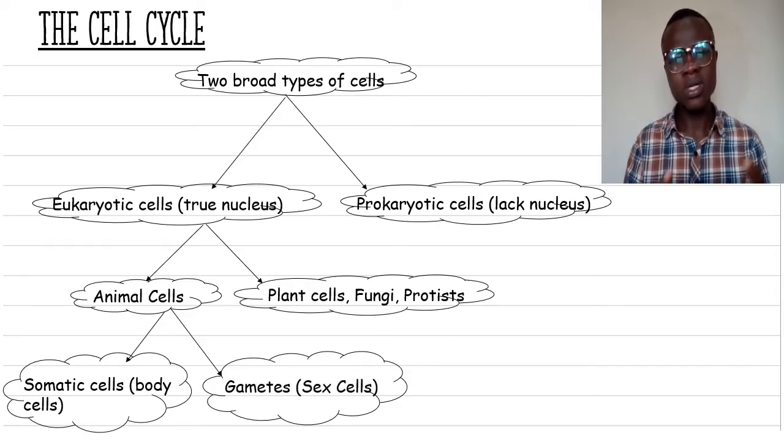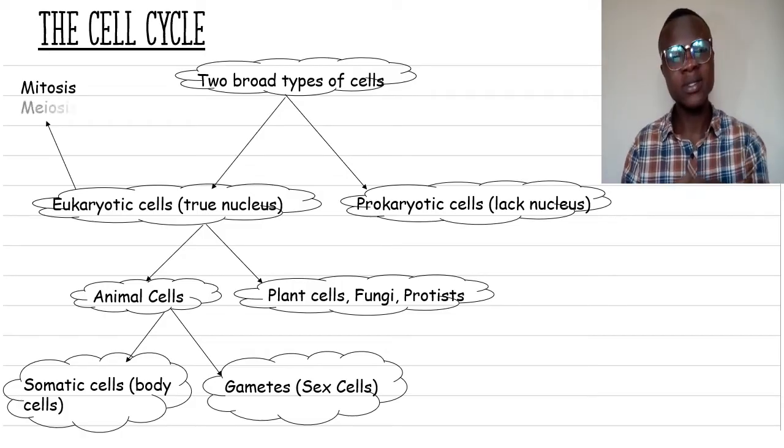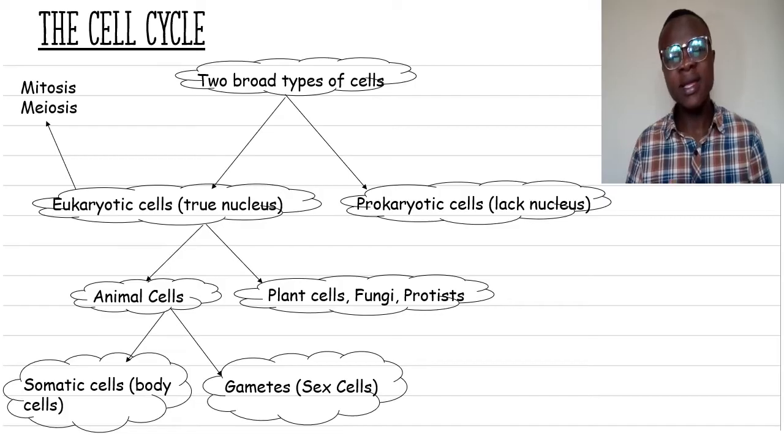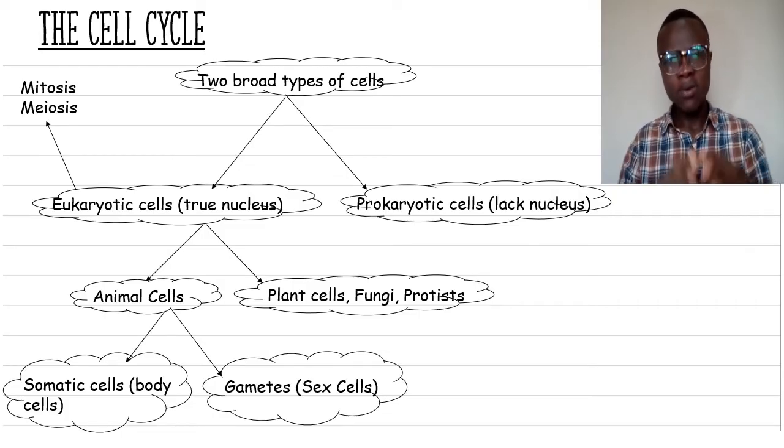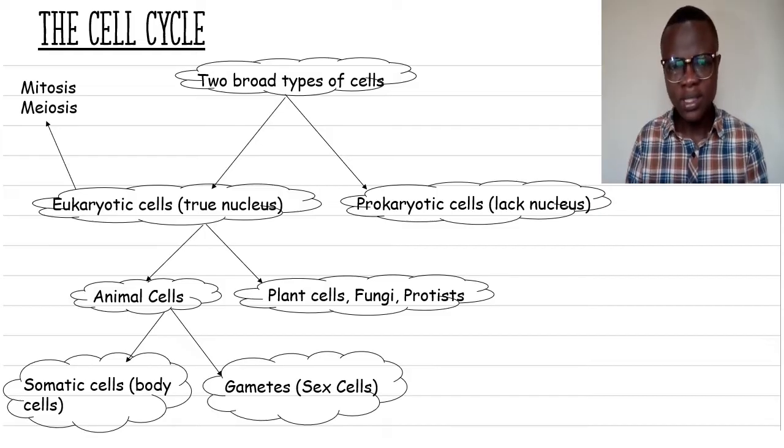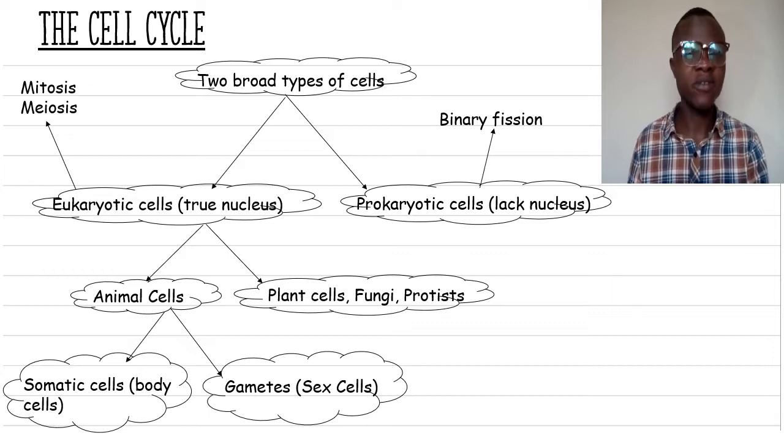These two broad categories of cells reproduce through different means. For example, somatic cells divide through the process of mitosis, and the gametes or sex cells divide through the process of meiosis. However, there are events that lead to this division, and those events, in combination with either mitosis or meiosis, will constitute the entire cell cycle. For the prokaryotic cells, division is usually through binary fission, right?